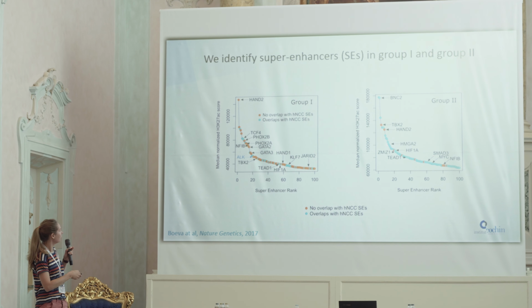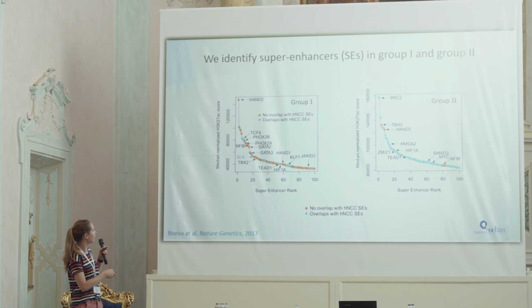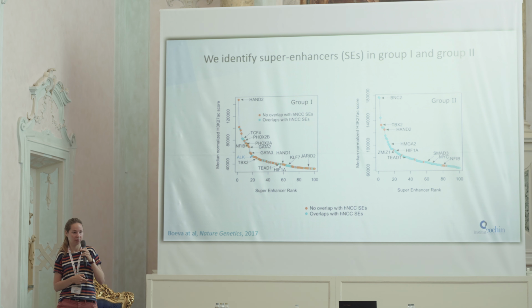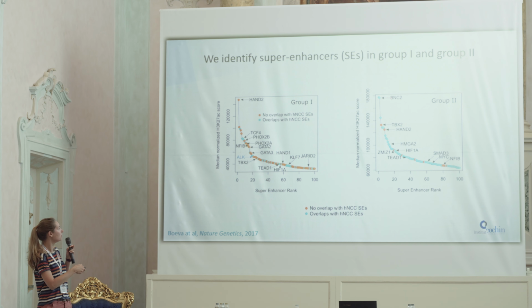And the color code here corresponds to whether a given super enhancer has already been seen in the neural crest cells. So blue means that the same super enhancer is present in neural crest, and orange means that it is de novo compared to neural crest. So you see that group 2, these are cell lines which on PCA were located close to neural crest. They're all blue, and here they're all orange.